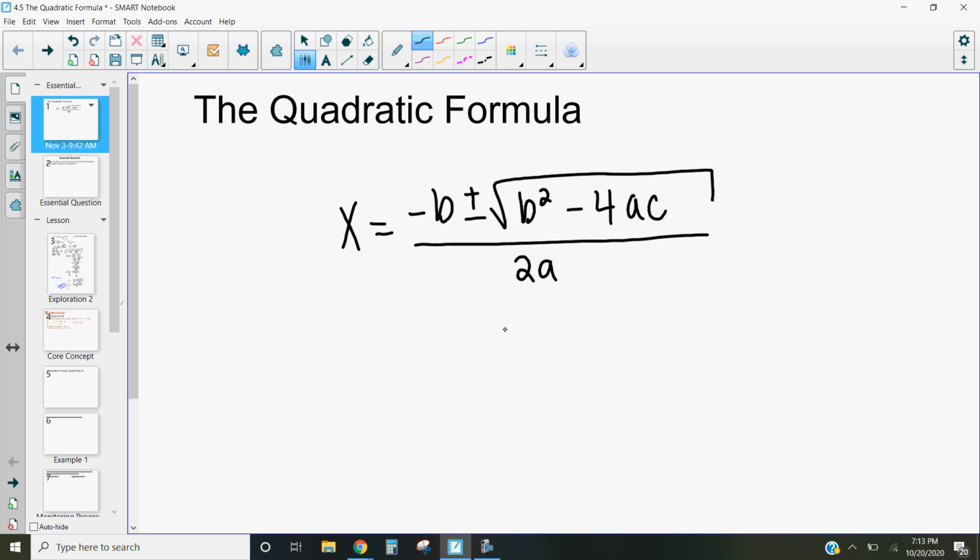Whatever your method is, make sure that you memorize this quadratic formula. It is a great tool because we can use it every single time to solve quadratics.